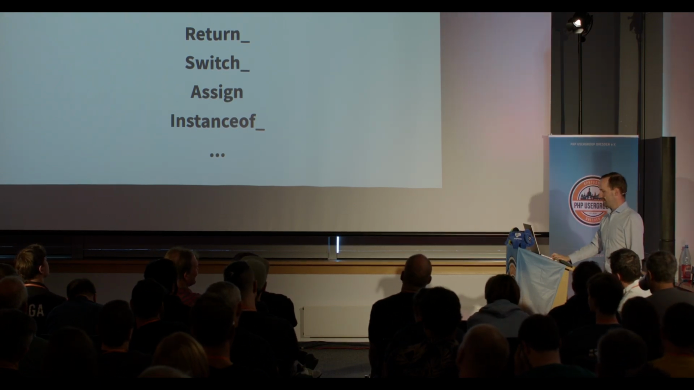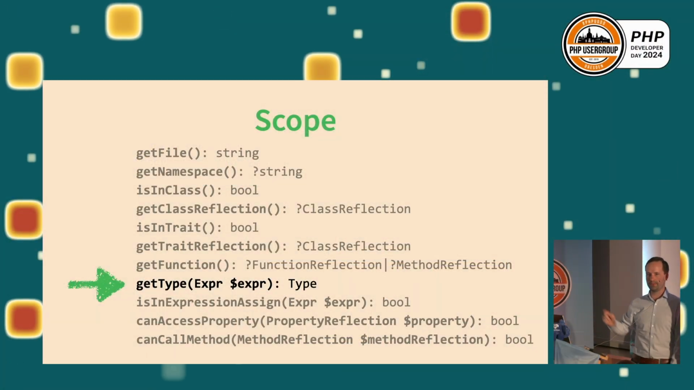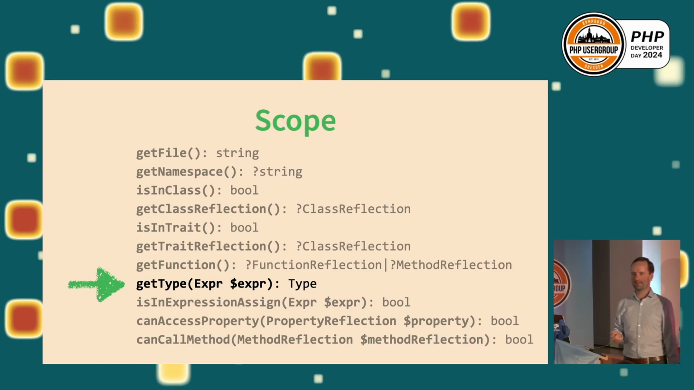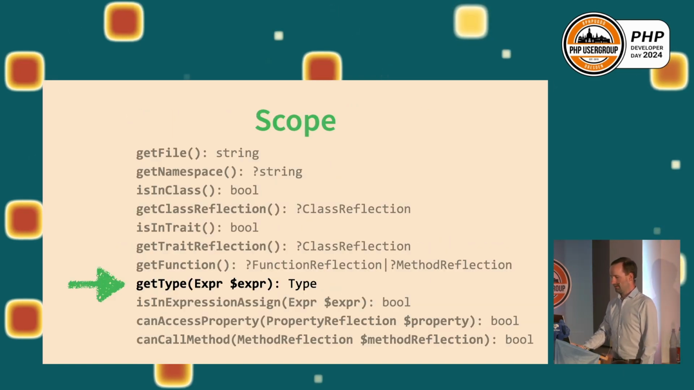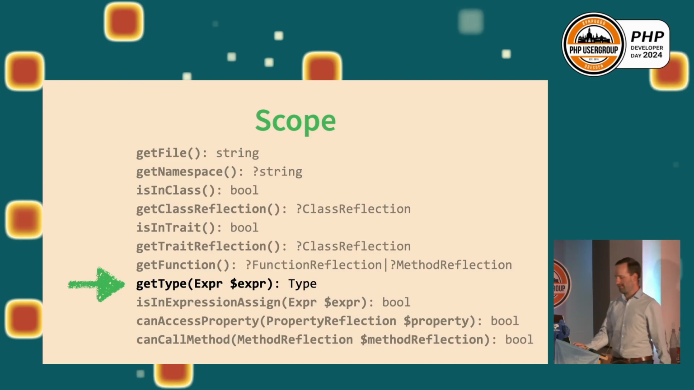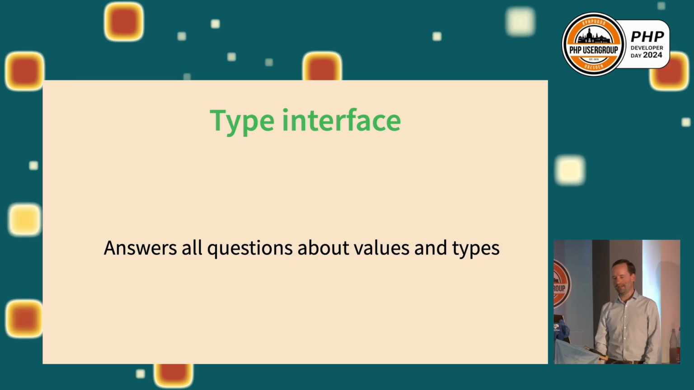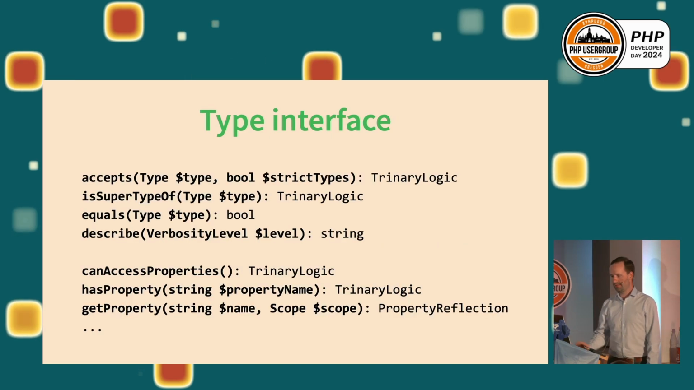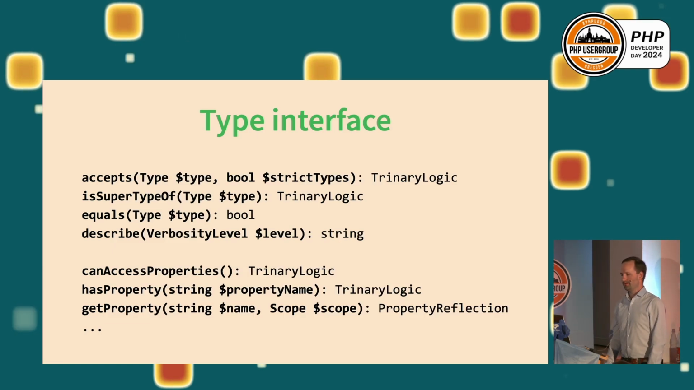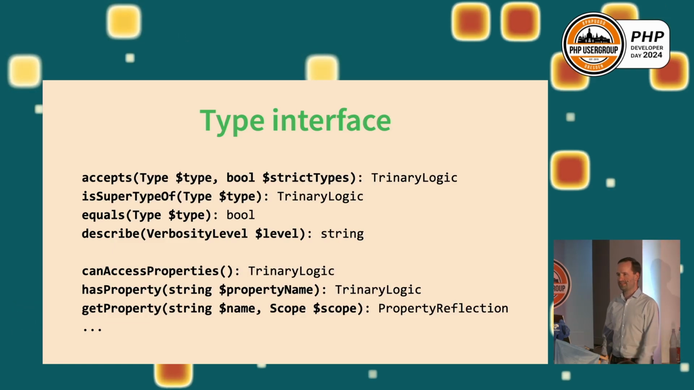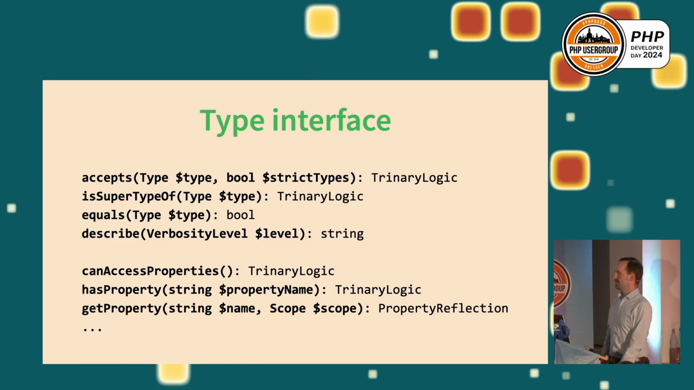That's why the parameter type of this method is just an Expr, because it only makes sense to get types of expressions. And what you're going to get is a Type interface. The Type interface answers all questions about the values and types. It can tell you whether a type accepts a different type. It can tell you if a type is equal to another type. You can call describe to get a textual representation of a type. And you can ask many, many more things.